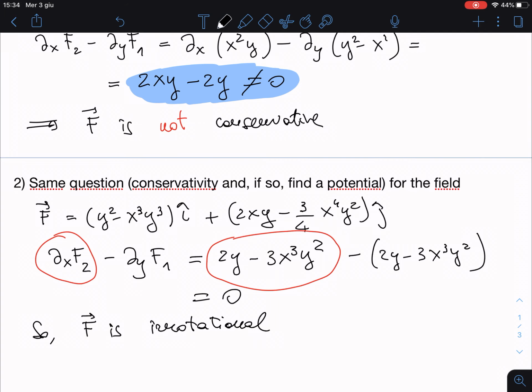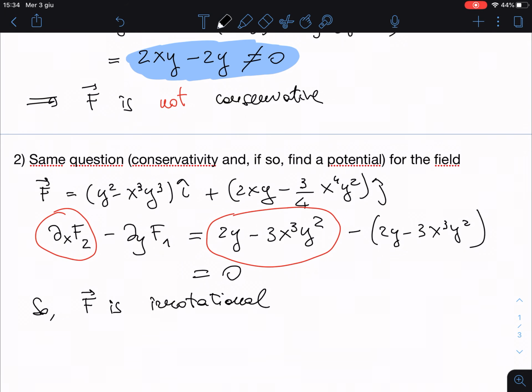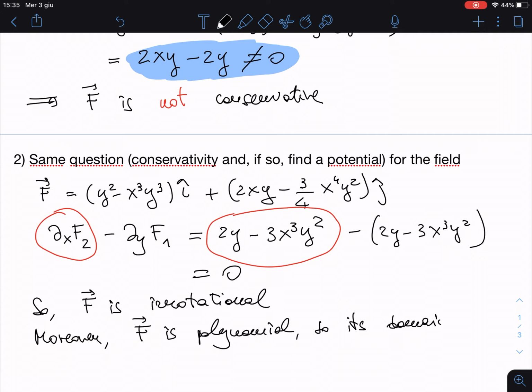Moreover, here we have that F is polynomial. So its domain is all R2, the whole plane. And the whole plane, of course, is simply connected, has no holes.